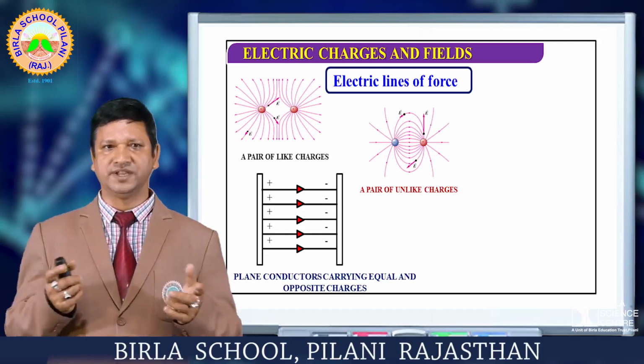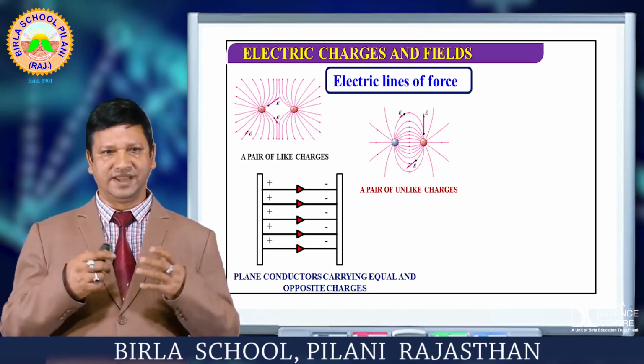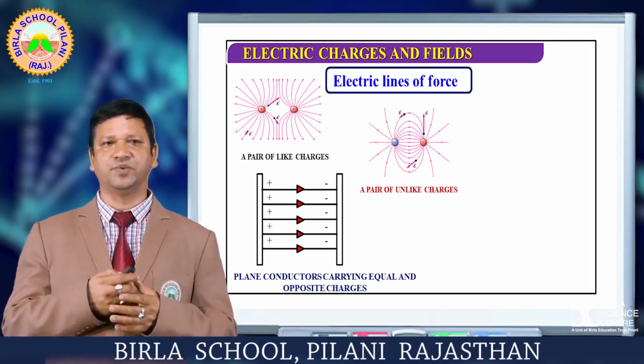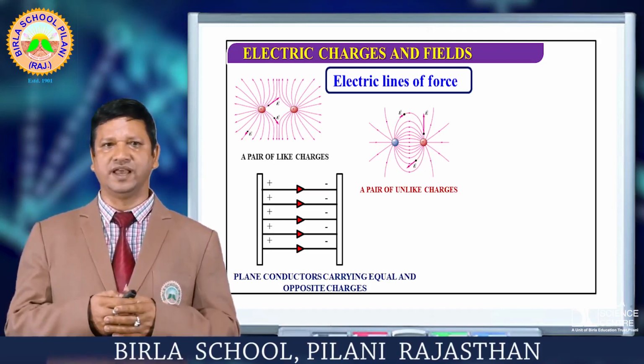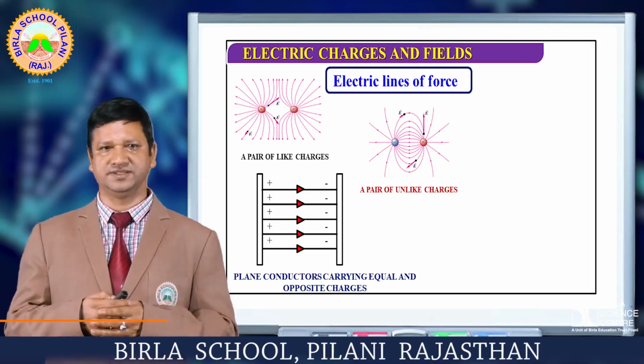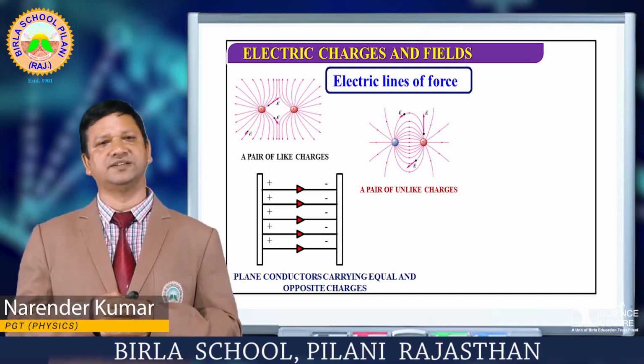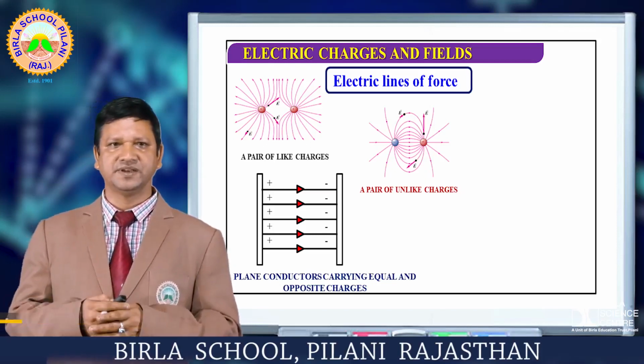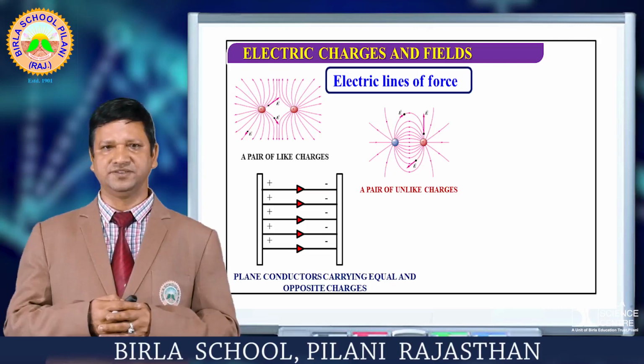But as compared to the outside, where the electric field lines are emerging in outward directions, at these points the electric field is stronger as compared to between the two charges. So this is the representation of the electric field lines when the two charges are of similar nature, that is, a pair of like charges you can see.